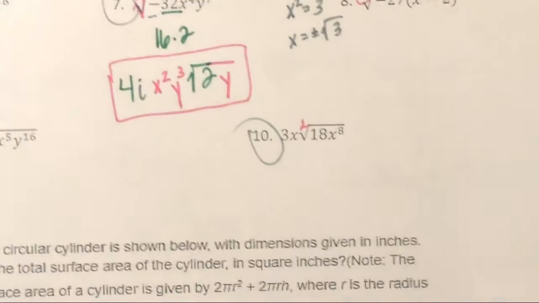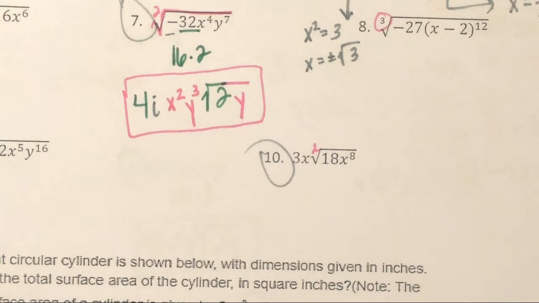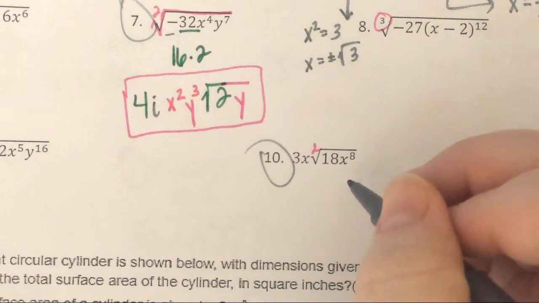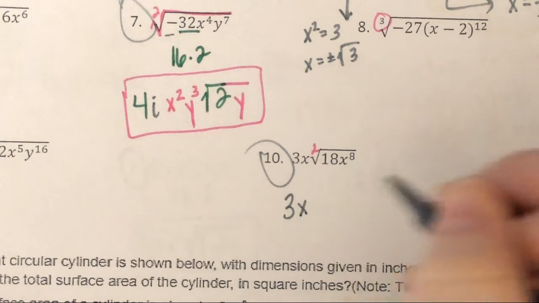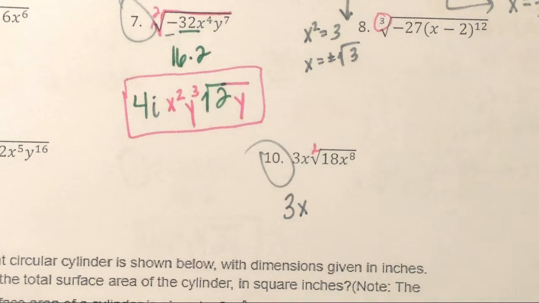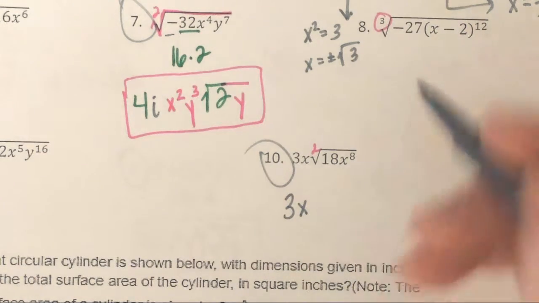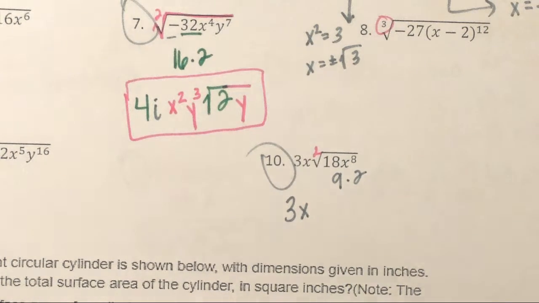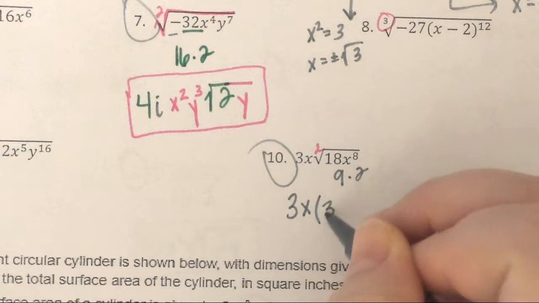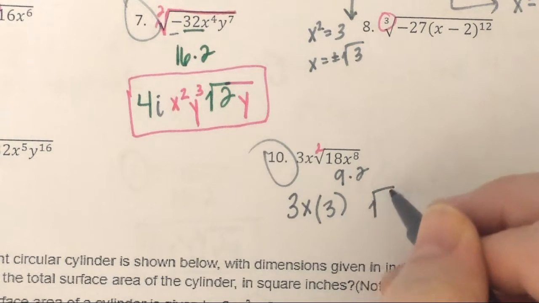Okay, number 10, I need 2 things that multiply to 18. One of them needs to be a perfect square. What multiplies to 18? 9 and 2. 5 gets another point. 9 and 2. I know the square root of 9, it's 3. I don't know the square root of 2.